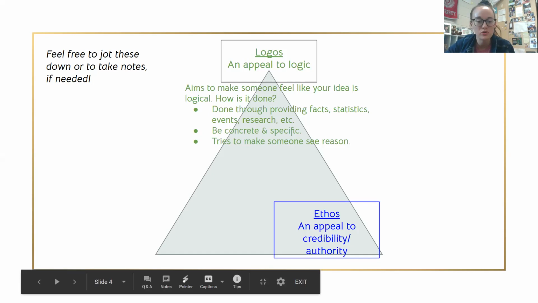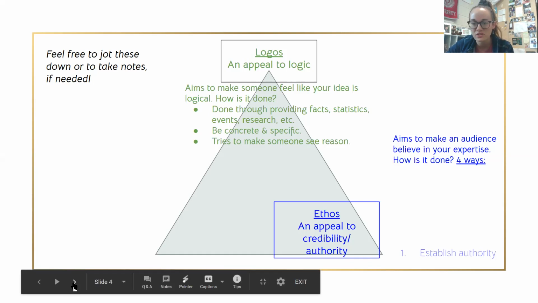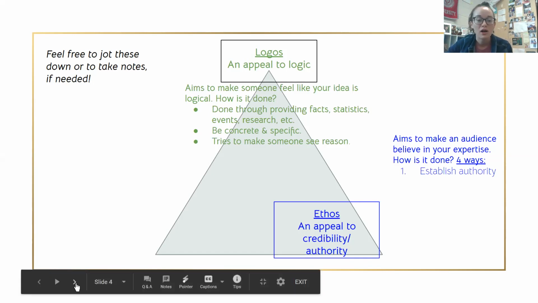So how do I make someone believe that I'm someone they can trust or see as an authority figure? The way that you do this is ethos is established in 4 ways. First, the writer or the speaker aims to establish themselves as an authority figure. They want to make it known that they know what they're talking about and they're an expert, or they know someone that is.